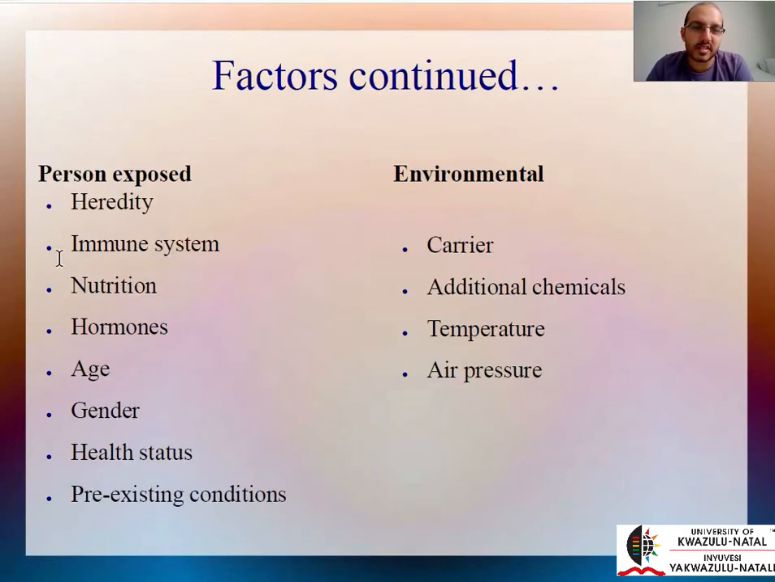In terms of the person exposed, it depends on their hereditary traits. It depends on the strength of their immune system, their nutrition, their hormones, their age, whether they are children or adults, their gender as well is a factor, as well as their health status and any pre-existing conditions, cholesterol, diabetes, that can aggravate it and essentially increase the adverse effects of any particular chemical they're exposed to.